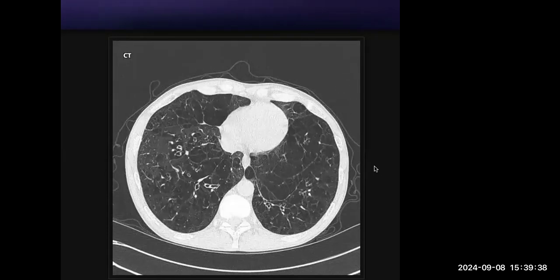Okay, as I'm scrolling through the images, I can see that there is architectural distortion in both the lungs with diffuse centrilobular emphysematous changes.